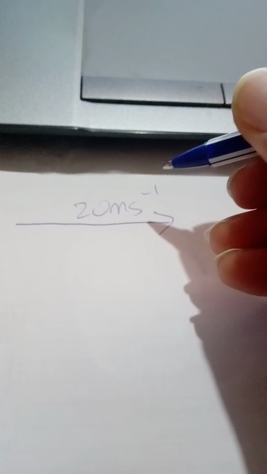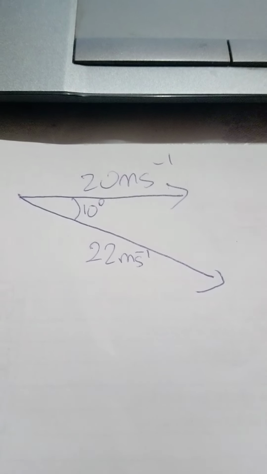Now, part B. A ship travels in a course due east with a speed of 20 meters per second. So this means that we have a ship traveling in this direction at 20 meters per second. It is supposed to travel, of course, in a direction that is 10 degrees south of east. So this is going to be in this direction, 10 degrees south of east at a velocity of 22 meters per second. That is due to the waves, due to the increased speed of the wave.